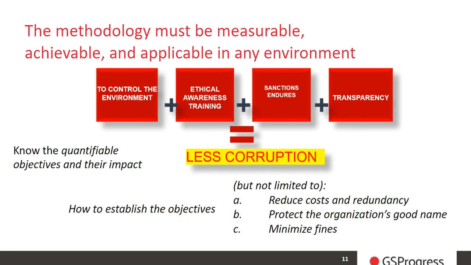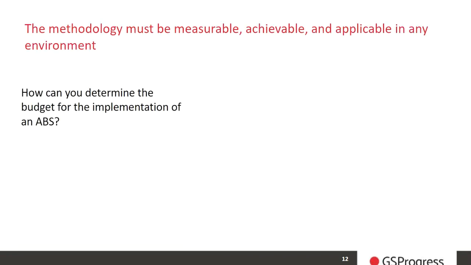So, okay, it's typical: we're going to implement an anti-bribery management system. How much are we going to invest? And the question for the top management, okay, I can give you 5% or 1% of the budget. But how to determine, how to calculate, this is one of the very, very important parts. So this is the methodology. It must be measurable, achievable, and applicable in any environment.